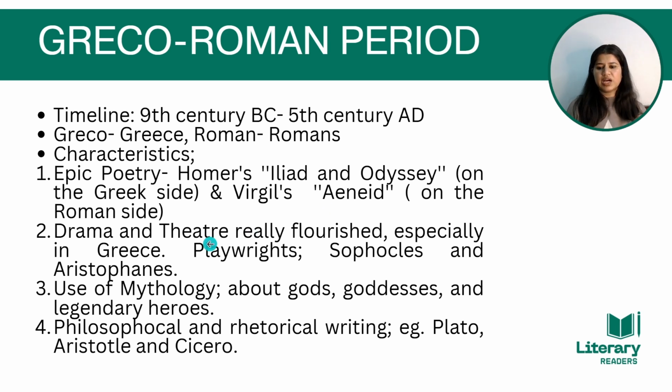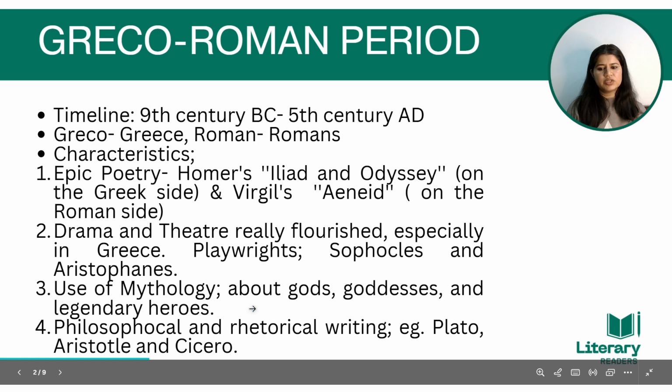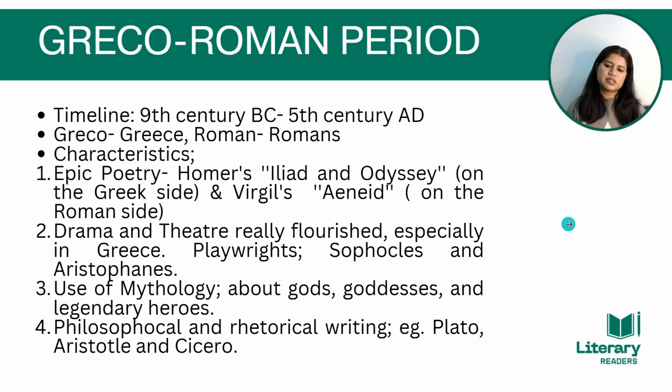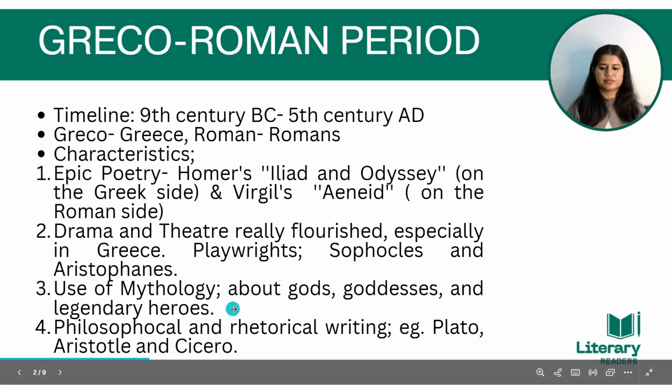Apart from it, drama and theatre really flourished, especially in Greece. So the first development of drama and theatre happened in Greece, and the playwrights were Sophocles and Aristophanes. Then we have use of mythology. During this period, the writers used myths in their works. For example, Homer in his works, which are Iliad and Odyssey, based on the Greek hero Achilles.